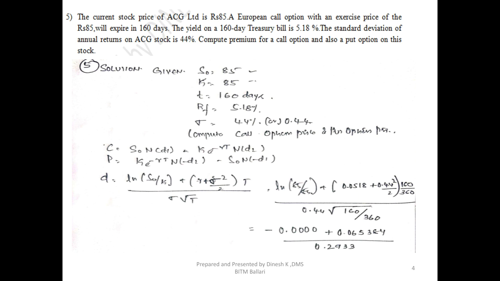Fine. So then time is given as 160 days, Treasury bill is given as 5.18 percentage. Treasury bill is nothing but the risk-free rate of return here. Then standard deviation of annual return is given as 44 percentage. So it is given as 44 percentage. We need to convert that into the decimal, that is 0.44.